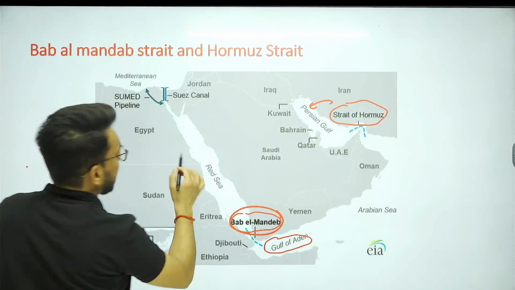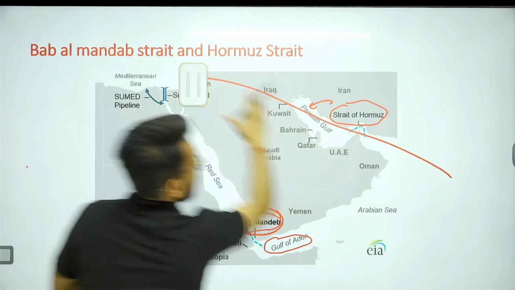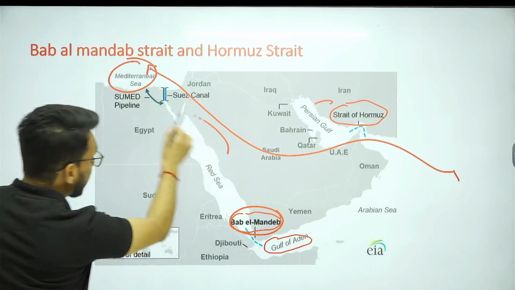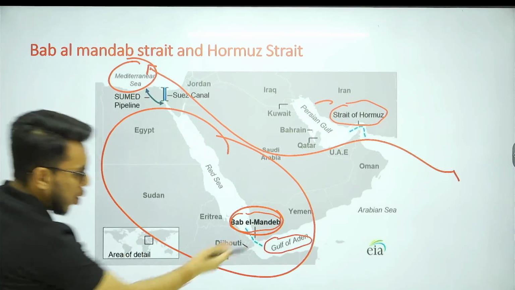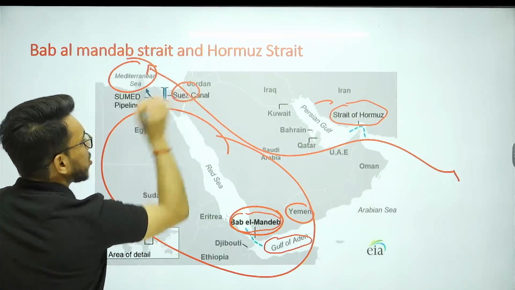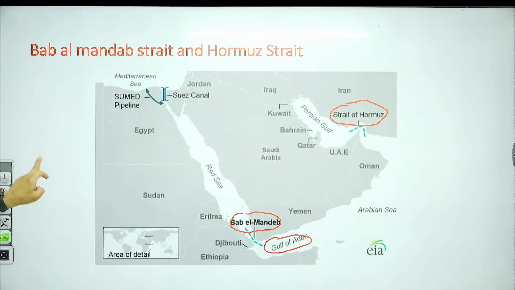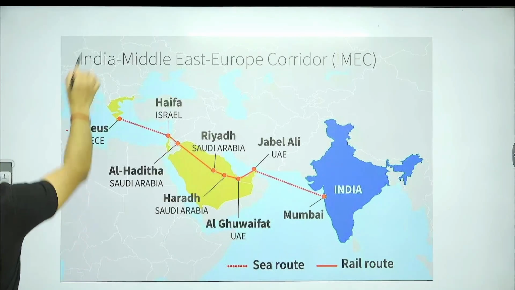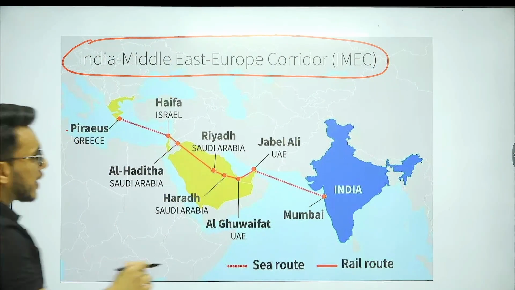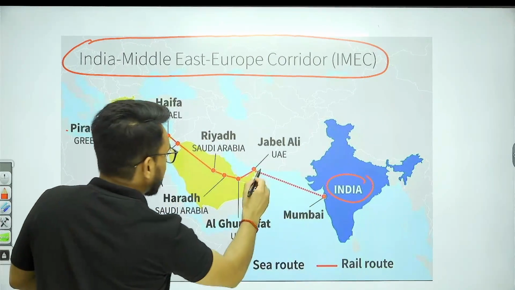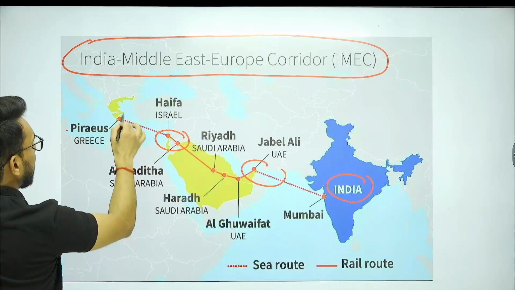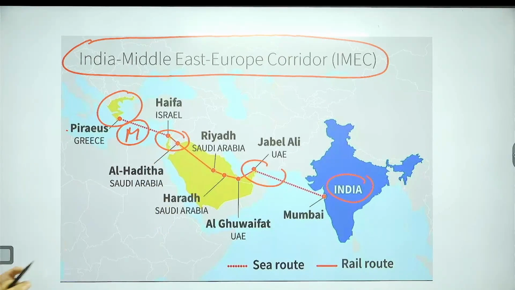The idea is that we need to connect an alternative route like this with the Mediterranean Sea. Why? Because a lot of geopolitical uncertainties are going on in this area. Houthis are attacking from Yemen, and because of the Hamas war, geopolitical uncertainties are going on here too. Therefore, at the G20, the IMEC, India, Middle East, Europe Corridor, was announced. This corridor will connect India with the Arabian Gulf, and then it will connect Israel, and then further go to Europe via the Mediterranean Sea.